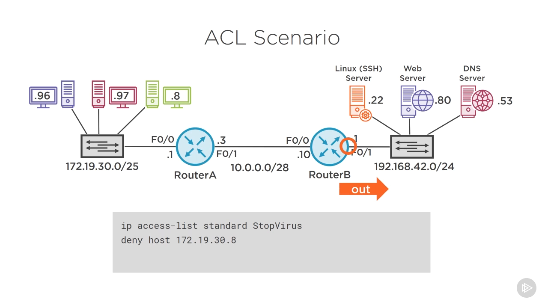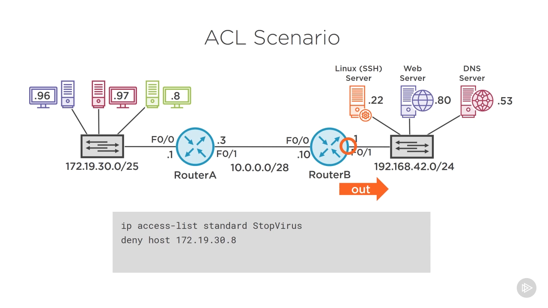So if I do apply that access control list to F01 in the outbound direction, what's going to happen? What traffic is going to be allowed? What traffic is going to be denied? Take a second to examine this and think about it for a moment, and then we'll come back in just a minute and explain what is actually happening here.